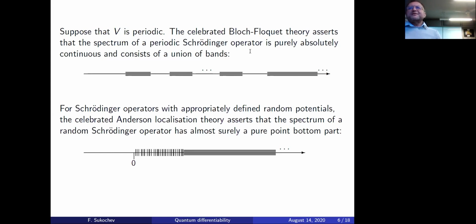And another also very famous theory, Anderson localization theory, which is done for random potentials, says that the spectrum of the random Schrodinger operator has almost surely a pure point bottom part. That's the picture. As I said, both of those theories are very well established. There is a huge number of results here. It's completely impossible even to list them. So these are the things which are interesting to us. You see, something happens with the spectrum of the Hamiltonian under certain conditions on V, and we would like to understand this phenomenon.